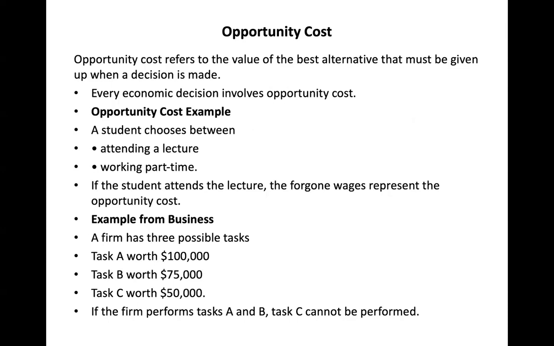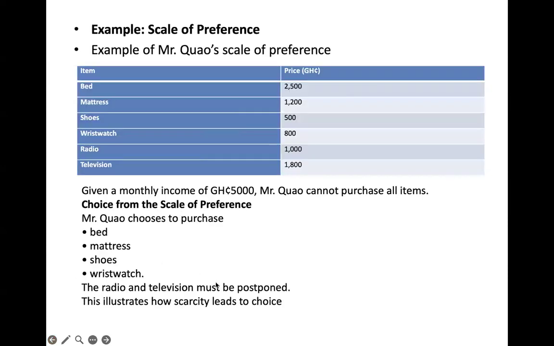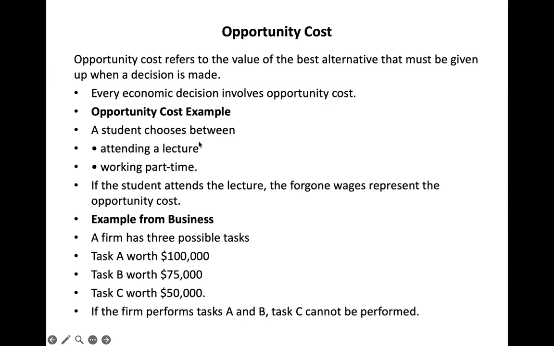So opportunity cost. Opportunity cost refers to the value of the best alternative that must be given up when a decision is made. With Mr. Kwe's example, since he couldn't buy the radio and television, forgoing the radio and television is the opportunity cost. So opportunity cost is the value of the best alternative that must be given up when a decision is made. Every economic decision involves opportunity cost.